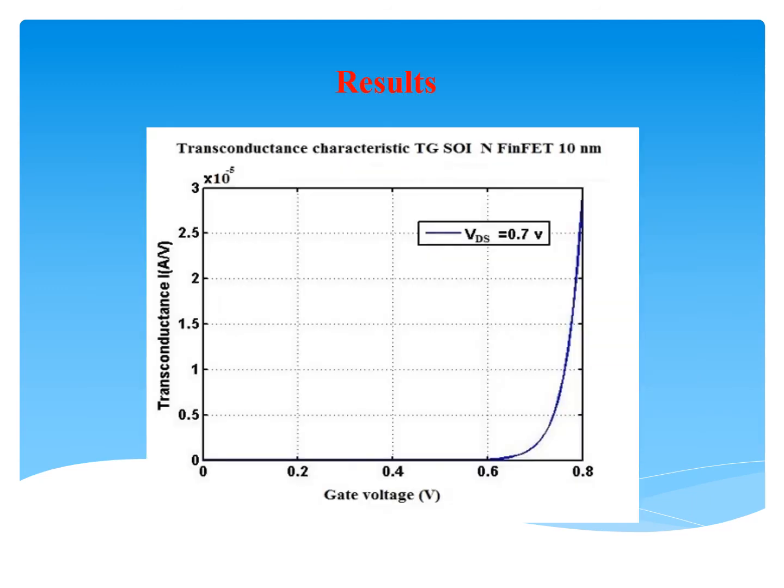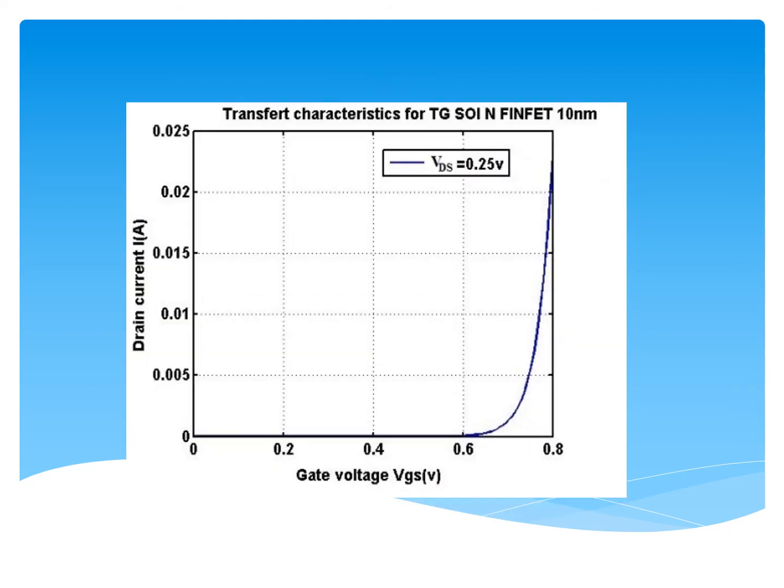Results. The first figure represents the transconductance characteristic of tri-gate SOI FinFET 10 nanometers. The transconductance versus the gate voltage. We notice that the transconductance starts to increase when the gate voltage equals the threshold voltage, for the drain source voltage equal to 0.7 volt. Second, in the simulations, we present the transfer characteristic for tri-gate SOI FinFET 10 nanometer. So the drain current versus the gate voltage with VDS equals 0.25 volt. We notice that the drain current starts to increase when the gate voltage equals the threshold voltage.